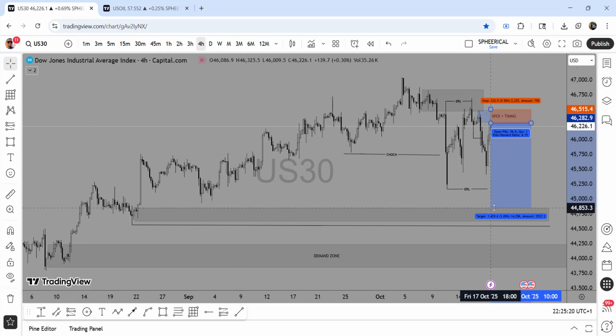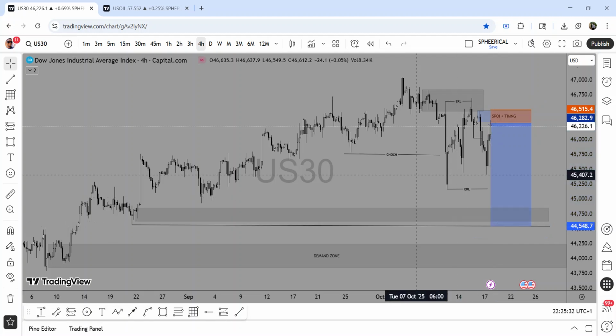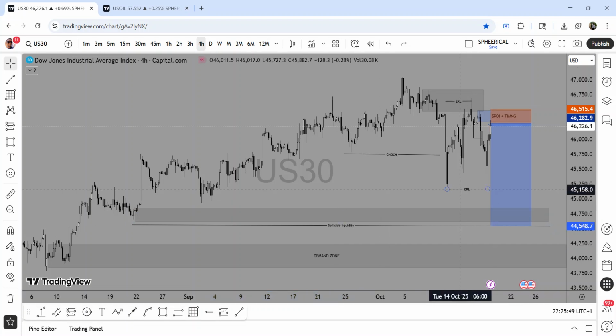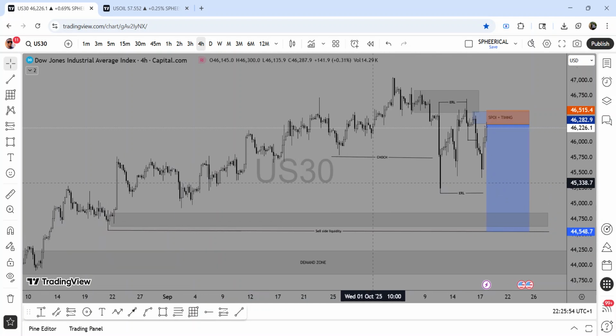Then if the volatility of the market selling is too much, I'll be targeting this sell side liquidity. Let me label it sell side liquidity. That one day sell side liquidity will mark out that time. So I'll be targeting this sell side liquidity. That is it for US30.